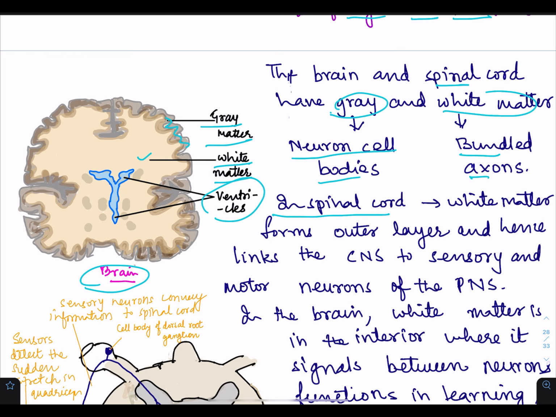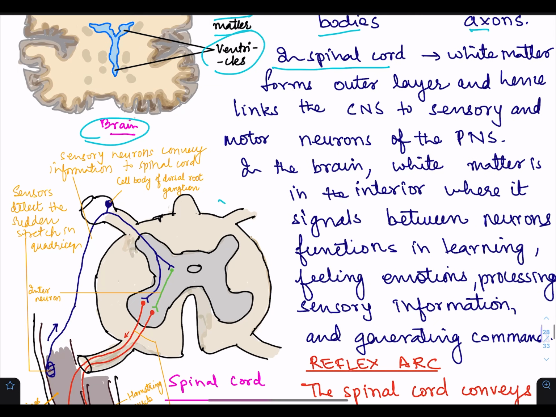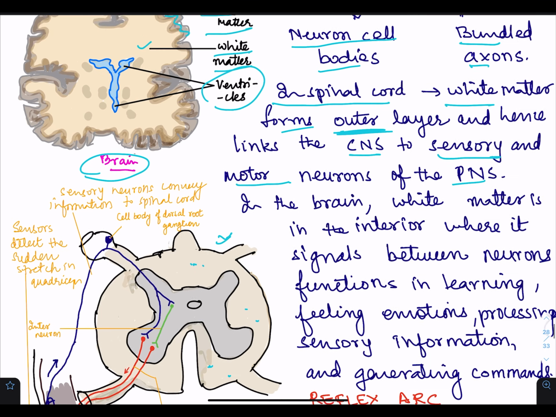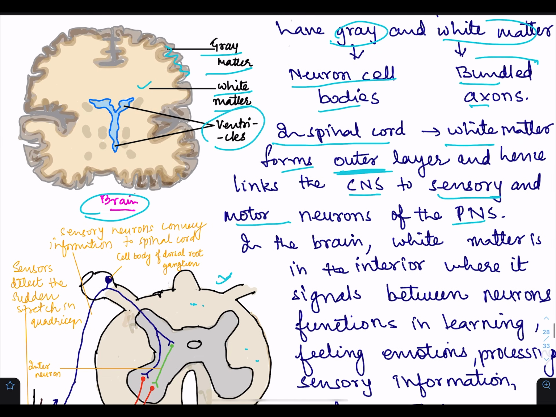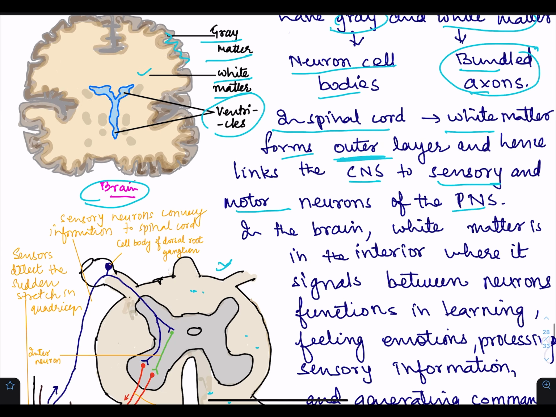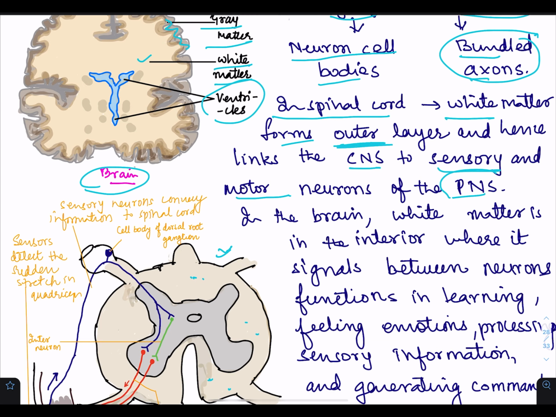In the spinal cord, this is the section of a spinal cord. White matter forms the outer layer. So it's the opposite of the brain. This is the white matter, it is on the outside, and hence links the CNS to sensory and motor neurons of the peripheral nervous system. Because as we know, the white matter contains all the bundled axons, and they will link the CNS to sensory and motor neurons of the peripheral nervous system.